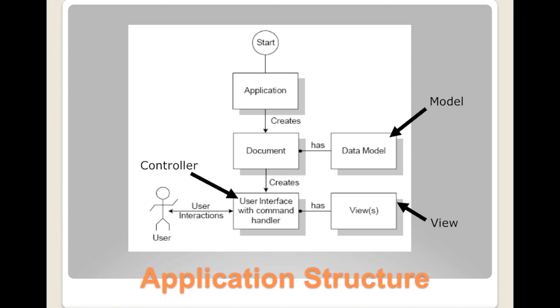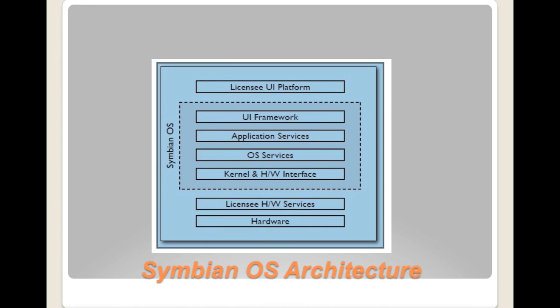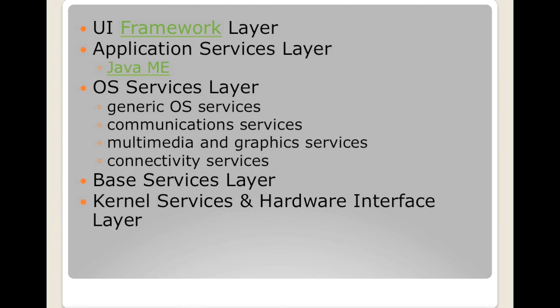This diagram shows the application structure. It starts with an application and it creates a document which has a data model in it, and it creates a user interface with a command handler which has lots of views, and the user can interact with this user interface through a controller. And this is the Symbian OS architecture, and let's discuss each layer on the next slide.